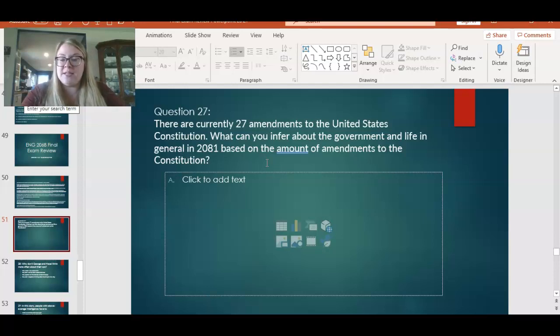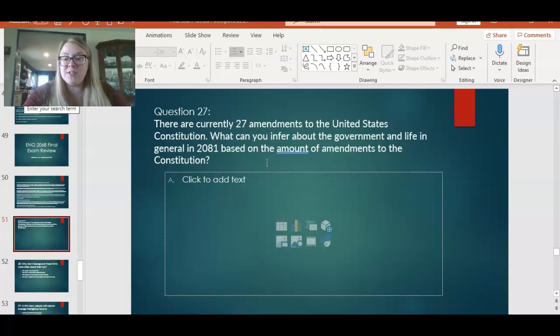What this question is asking you is not to look at our real life government and say what you think about it. I'm asking you to make some inferences about the government in the story, Harrison Bergeron. So what do you think happened between modern times and this fictional story in the year 2081? What do you think could have happened to lead them to have so many amendments? We only have 27 right now, and in the story, the Constitution has 213 different amendments. So a lot has changed between now and the year 2081 in this story.